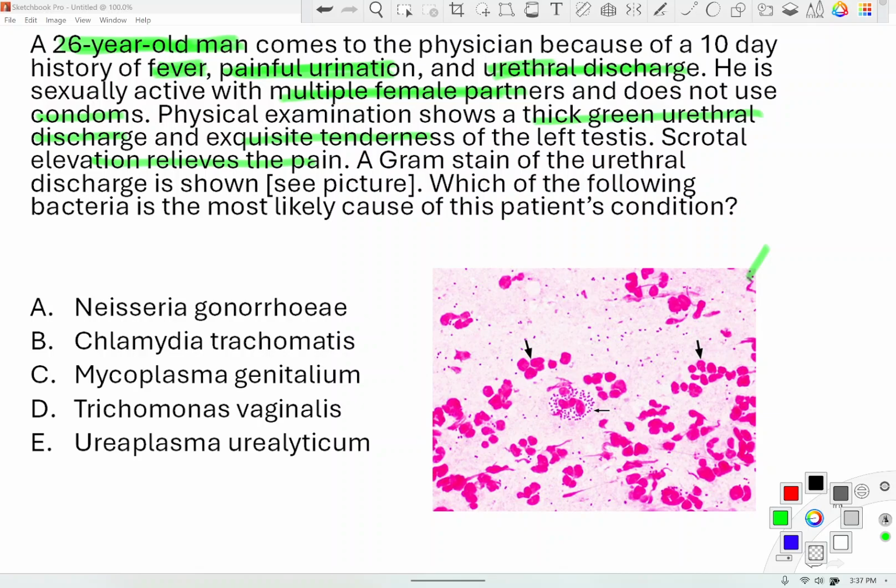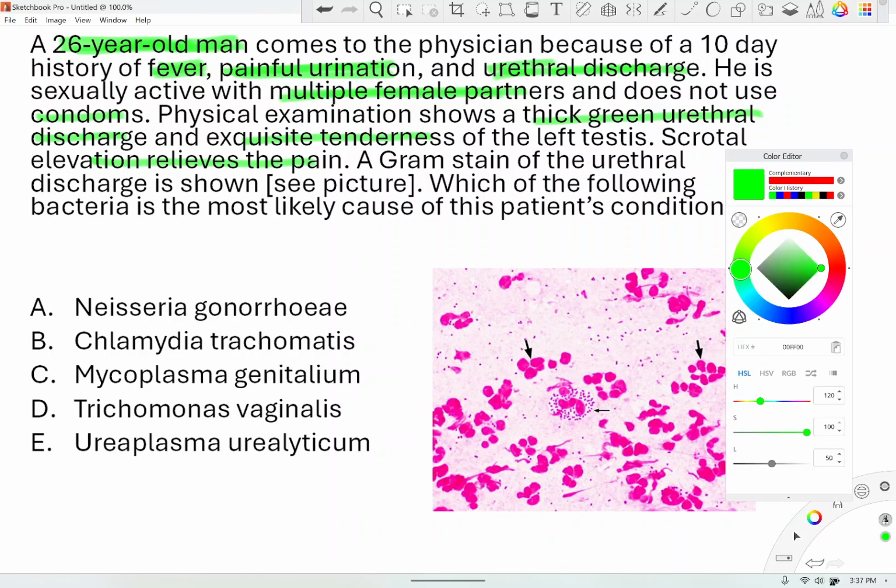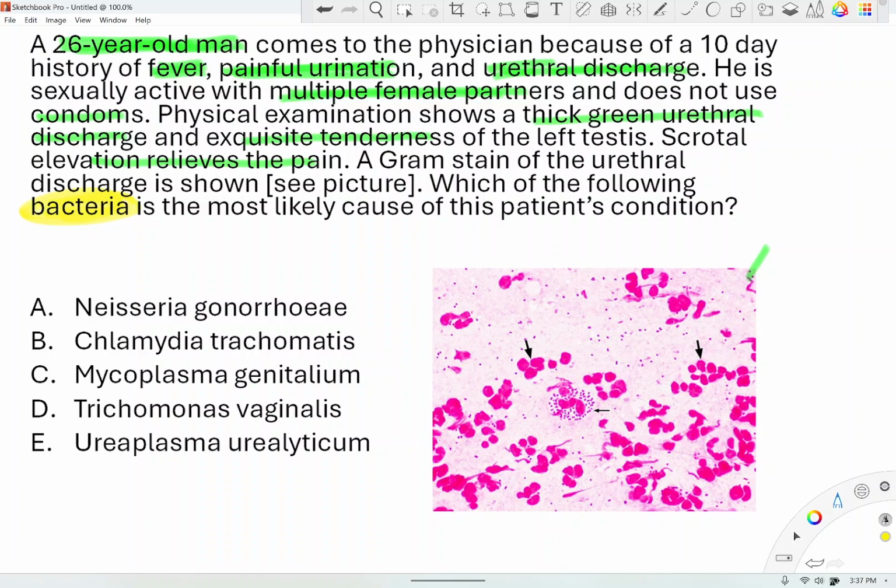Okay, so we want to know what is the cause of this. So we're looking for a bacteria. The question is telling us which of the following out of the choices A, B, C, D, E, which of them is a bacteria and which of those bacteria is the cause of this person's condition. So first we have to diagnose, but before we even diagnose, let's look at the choices.